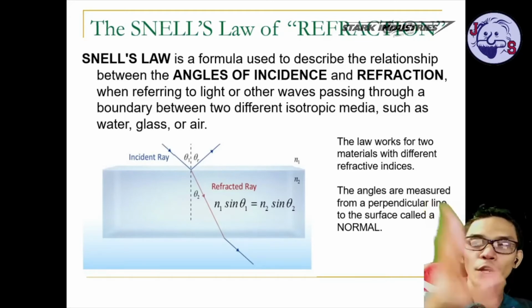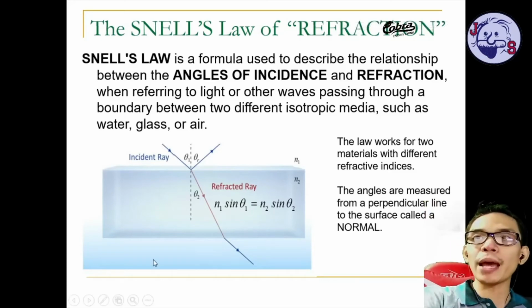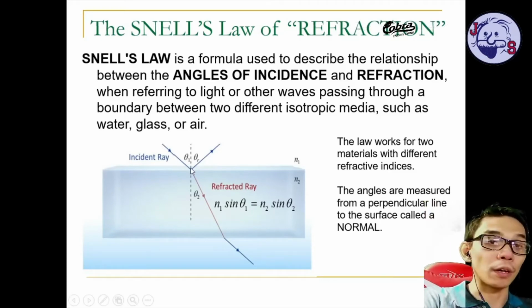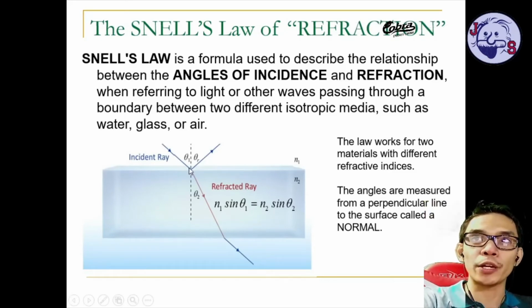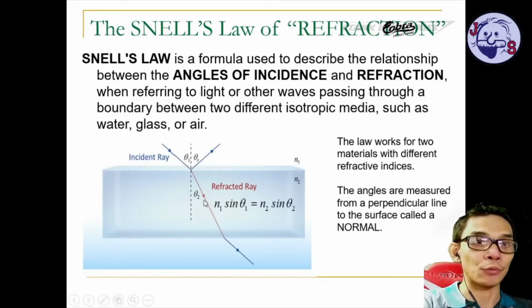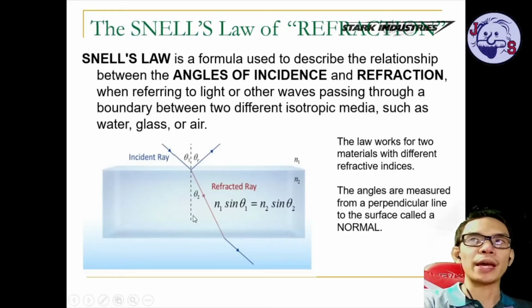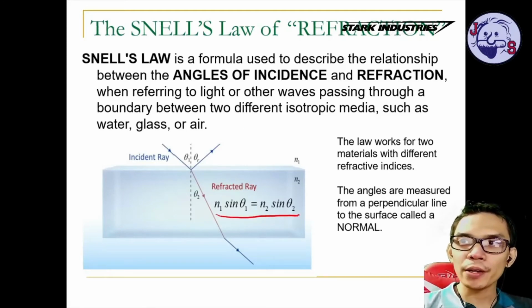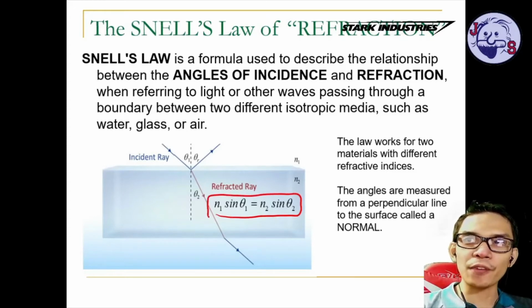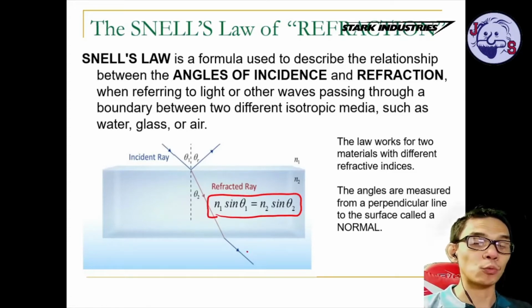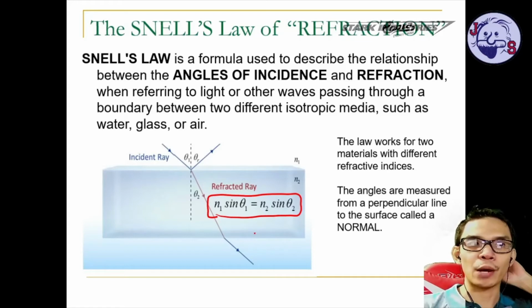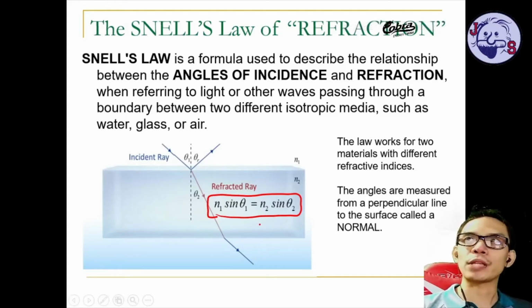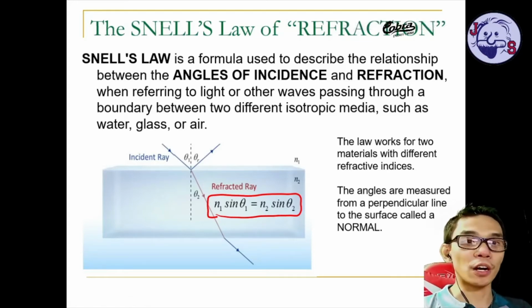Again, we have the normal line. The normal line is the basis from which your angle of incidence and angle of refraction are measured. So this is the formula that we have discussed before. Fortunately, we will not use this formula here in our ray diagram. So that was Snell's law of refraction.